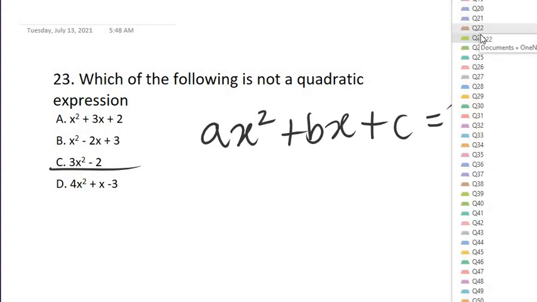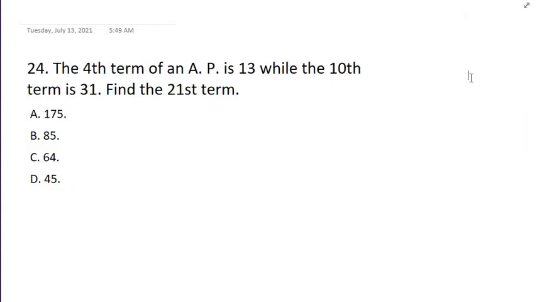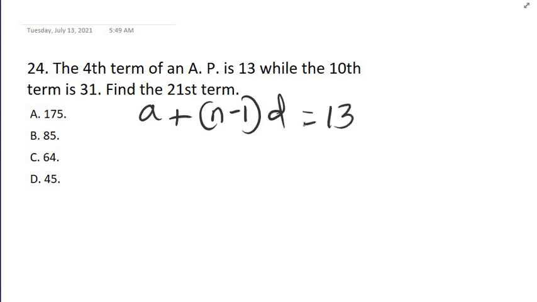Question 24. The fourth term of an AP is 13, while the 10th term is 31. Find the 21st term. Okay, so if we use A plus n minus 1 d, this is the formula we need. For the fourth term, let's use this and find the fourth term, which should be equal to 13. So A plus, replace this n with 4.